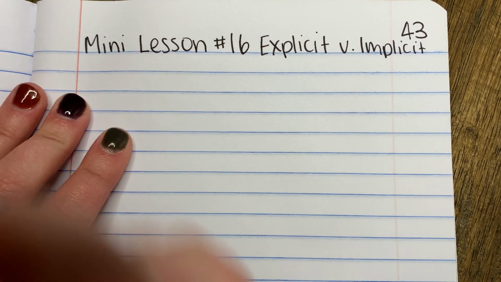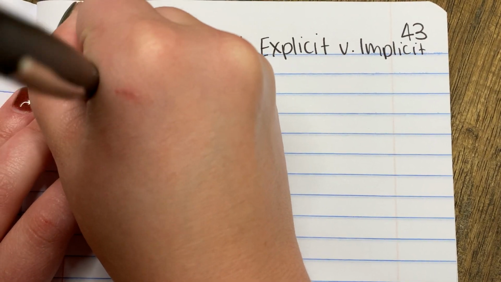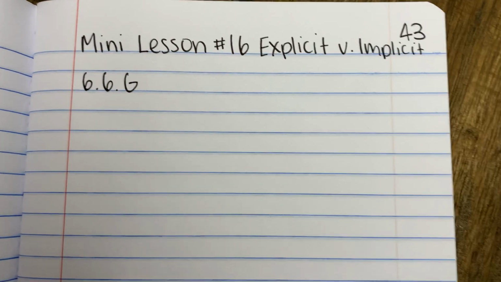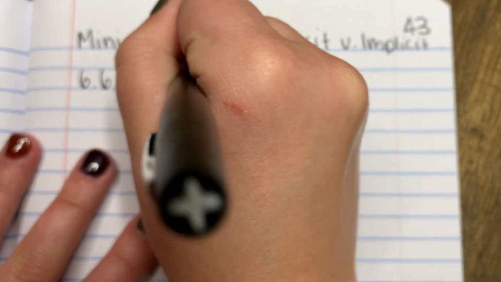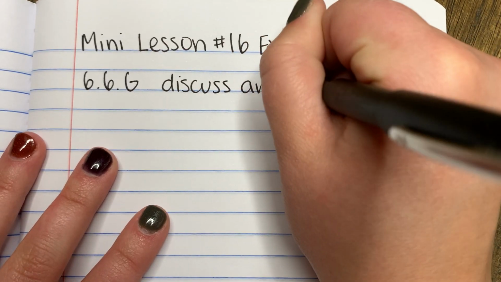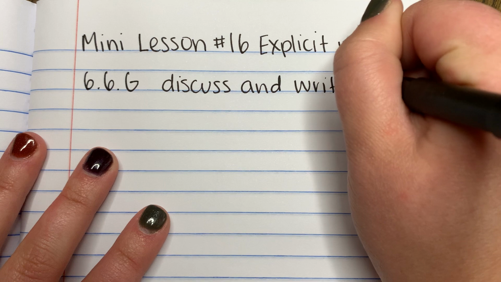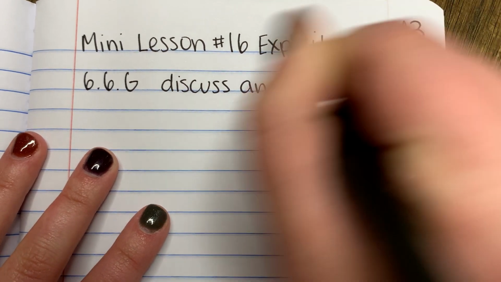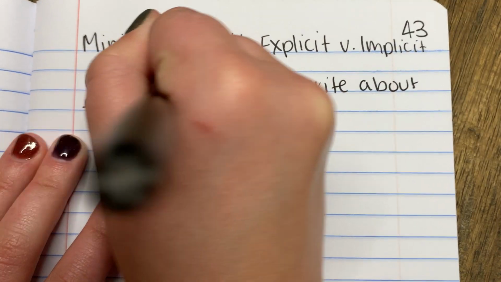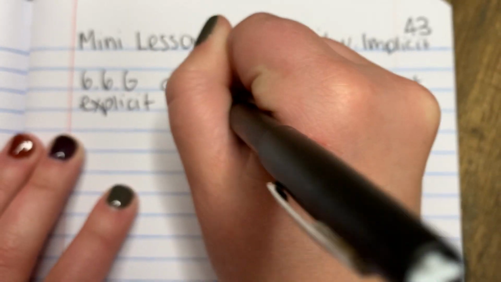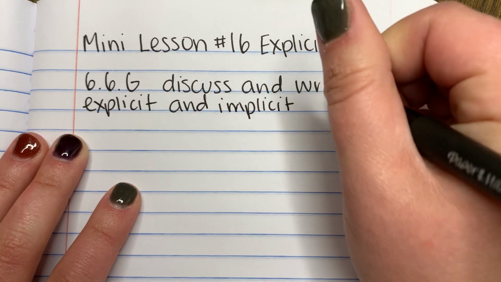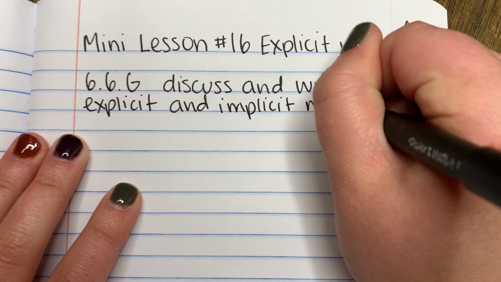Okay, so our standard is a new standard today, 6.6G. Okay, it is discuss and write about explicit and implicit meanings of text.